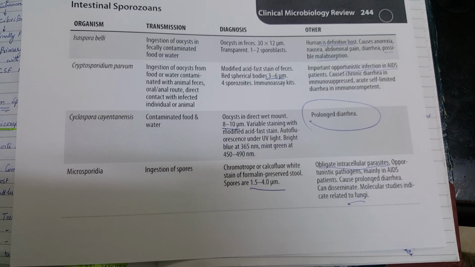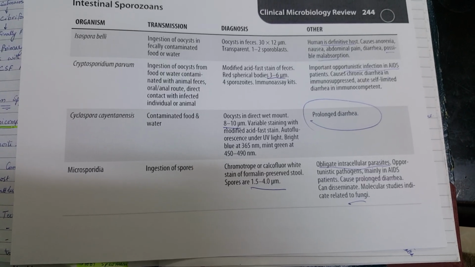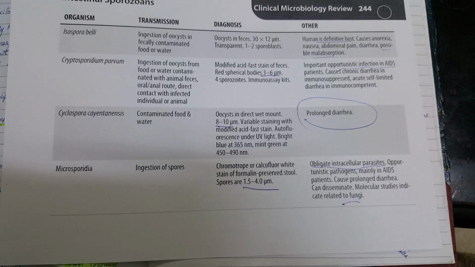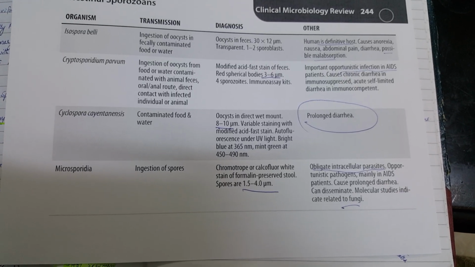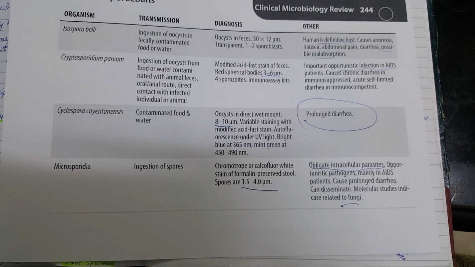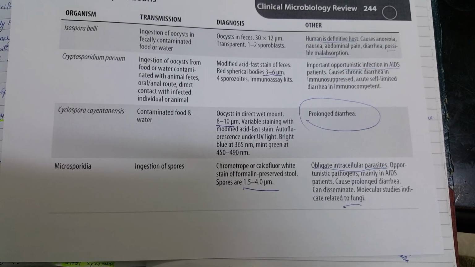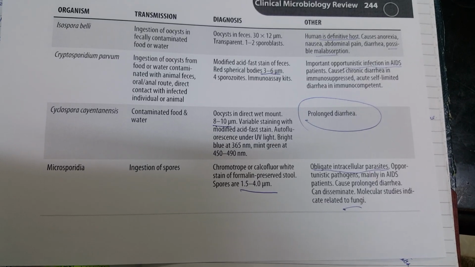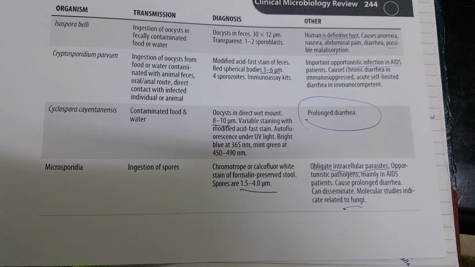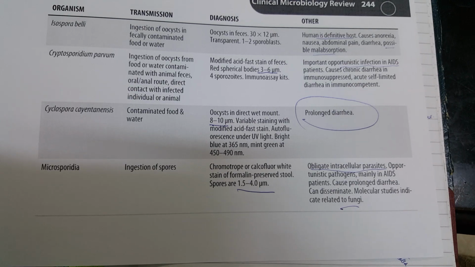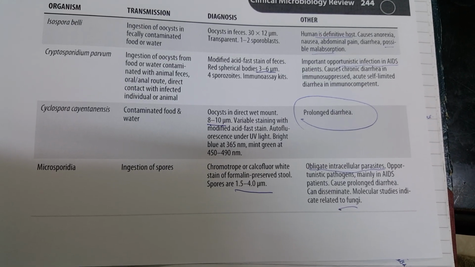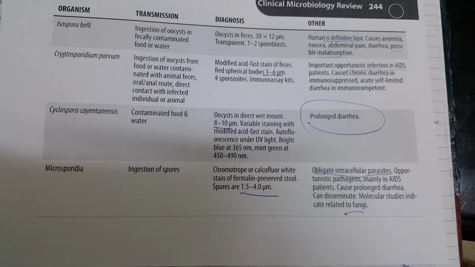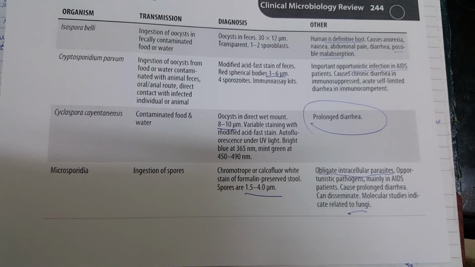Another intestinal sporozoan is Cyclospora. Transmission is through contaminated food and water, and the oocysts in a direct wet mount are 8 to 10 micrometers, visible with modified acid-fast staining and showing autofluorescence under UV light, bright blue at 365 nanometers and mint green at 450 to 490 nanometers. Cyclospora is a cause of prolonged diarrhea.